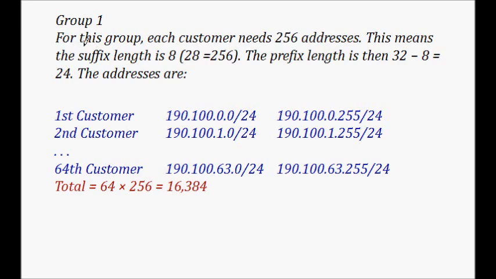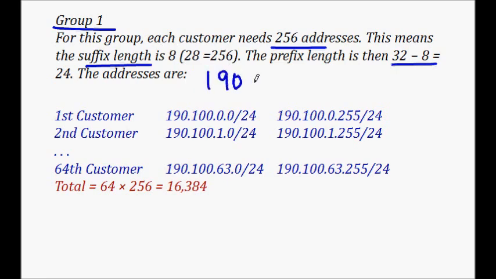So group 1, what was our need? This group has 256 addresses for each customer. Since each has 256 addresses, 8 bits need to be there for the suffix length, or for the host part. So the prefix length will be 32 minus 8, which is /24.